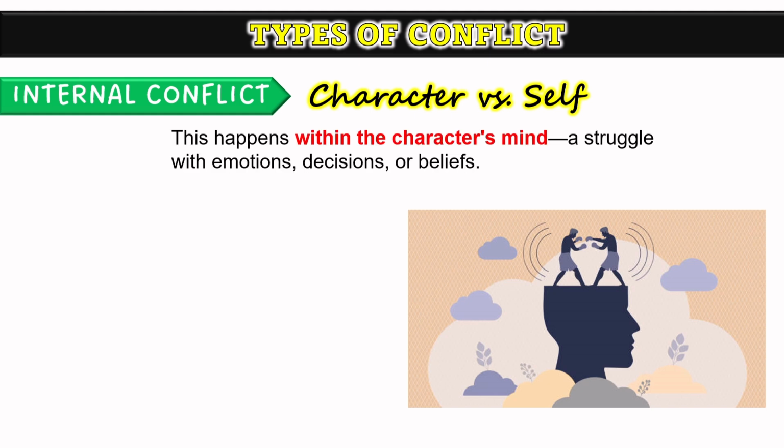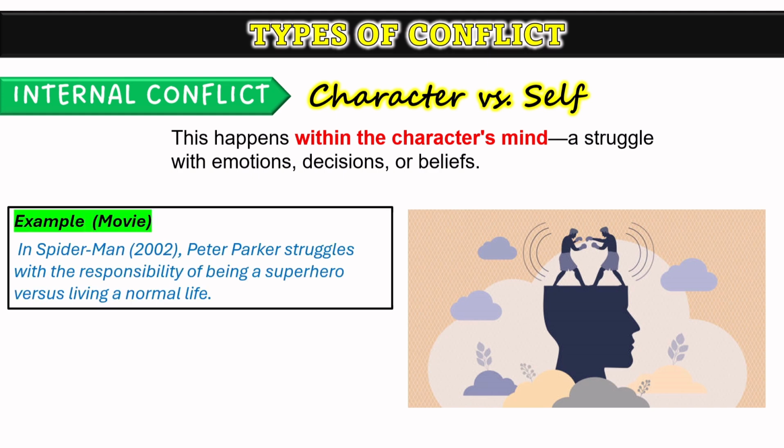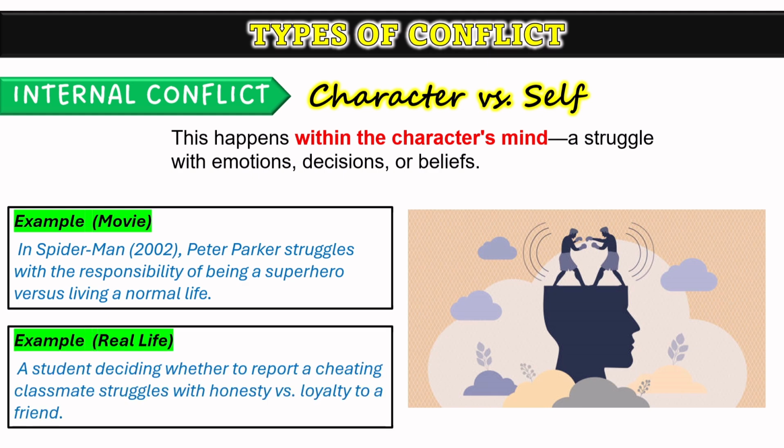This happens within the character's mind, a struggle with emotions, decisions, or beliefs. For example, in Spider-Man 2002, Peter Parker struggles with the responsibility of being a superhero versus living a normal life. An example in real life is a student deciding whether to report a cheating classmate, who struggles with honesty versus loyalty to a friend.